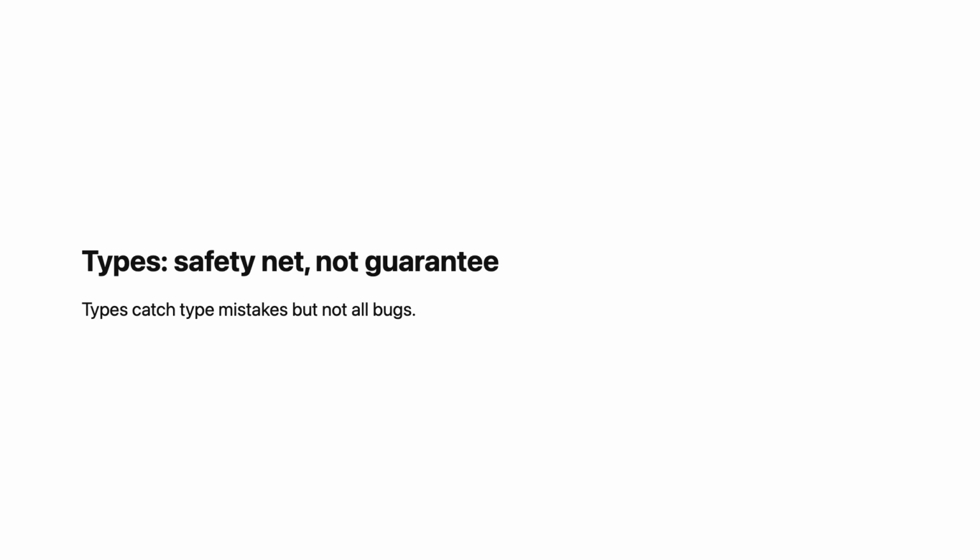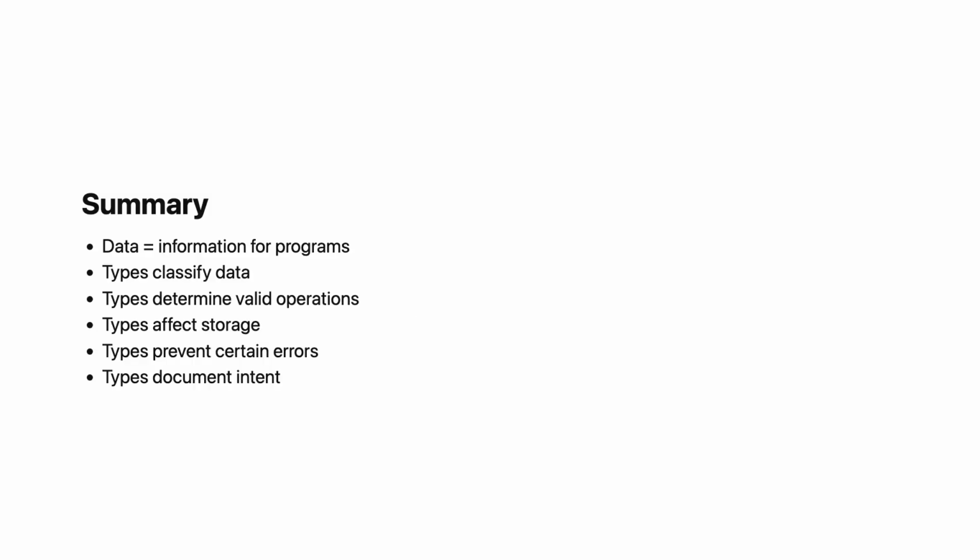An integer type ensures you have an integer. It does not ensure you have the right integer. Types are a safety net, not a guarantee of correctness. They catch a category of mistakes, type mistakes. Other categories require other techniques. But catching type mistakes automatically is valuable. It eliminates a whole class of bugs without requiring you to test for them explicitly.